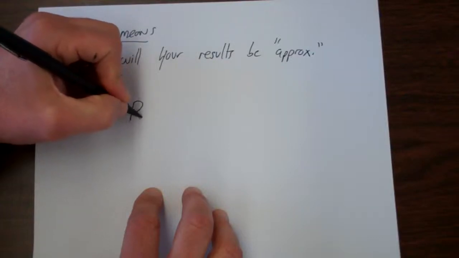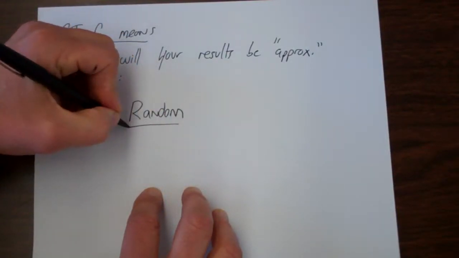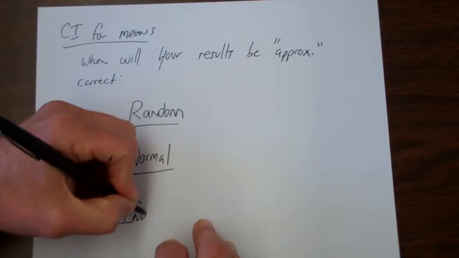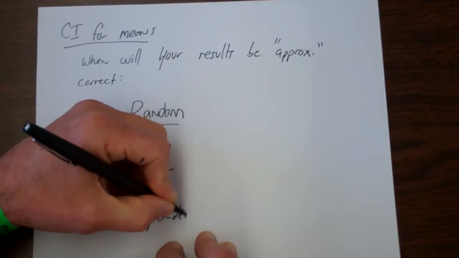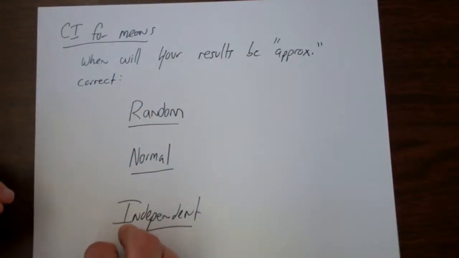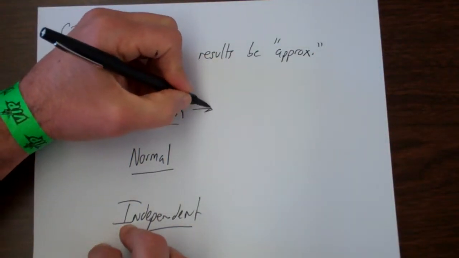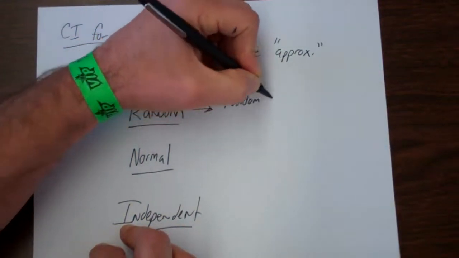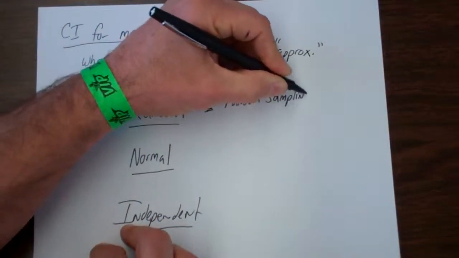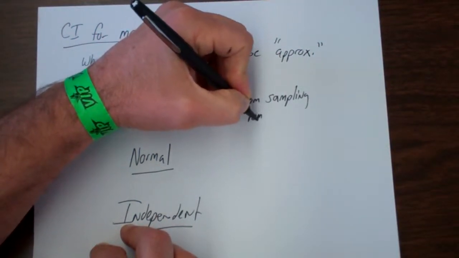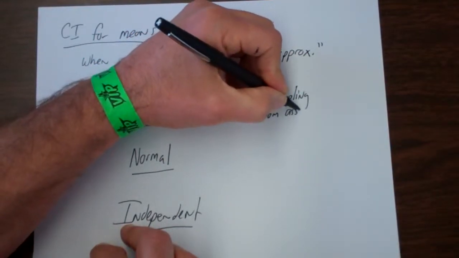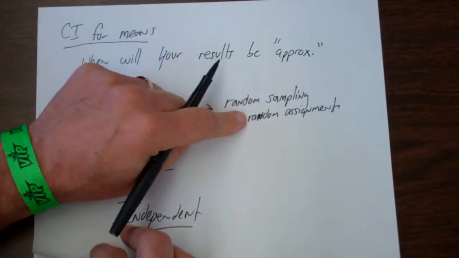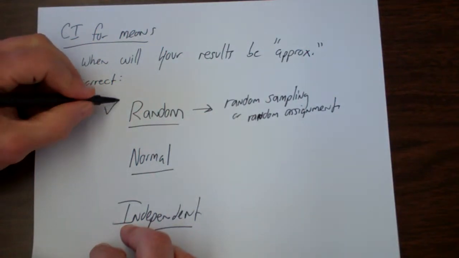conditions. And the first one is random. And the second one is normal. And the third one is independent. And let's talk about each one of those in turn real quick. What do we mean by random? What we mean is that your results were produced either by random sampling or random assignment, if it was an experiment. So even though random sampling usually talks about when we're doing surveys and random assignment about experiments, the condition of randomness is the same in both, right?